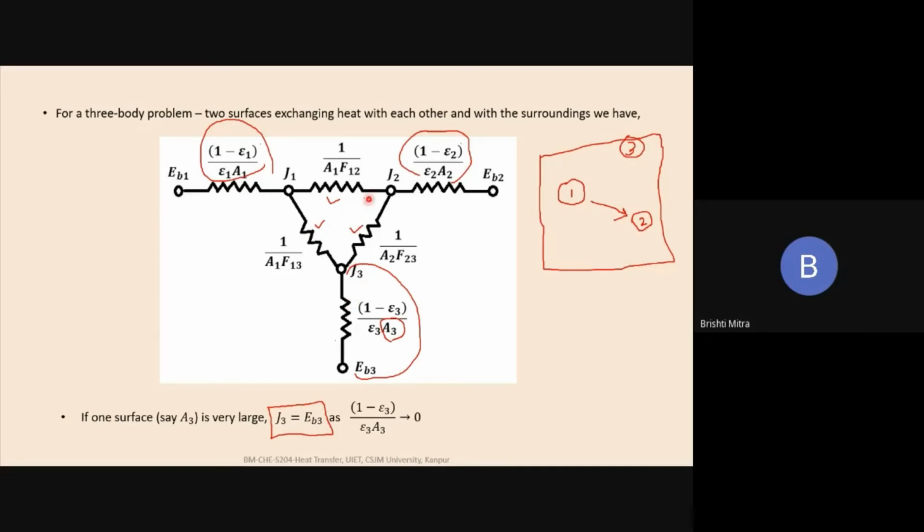And if I also know, of course, the view factors, the only unknown terms that stand out are J1, J2, and J3. So if I write that the sum of currents at any node is equal to 0, and if I write it for the 3 different nodes, then the 3 unknowns J1, J2, and J3 can be solved to find our net rate of heat transfer.